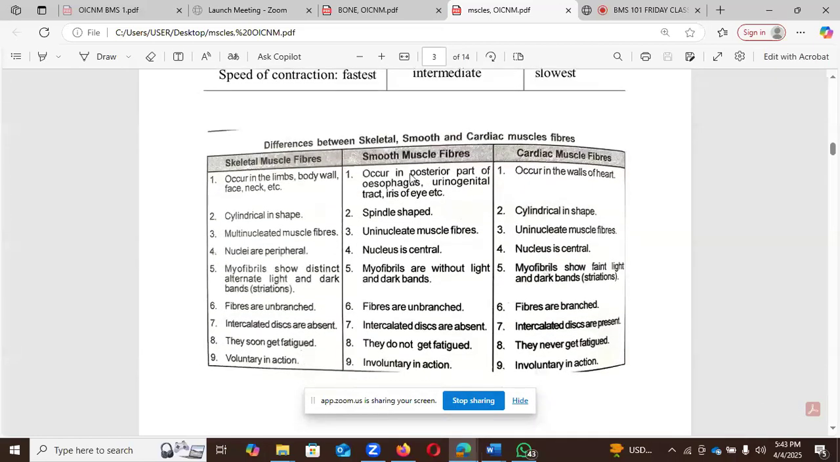Still on the similarities and differences between the three muscles. Skeletal muscle is found in the limb. Okay, smooth muscle is found in internal organs. These are the locations, and this one is found in the heart. Cylindrical in shape, spindle in shape, cylindrical in shape.